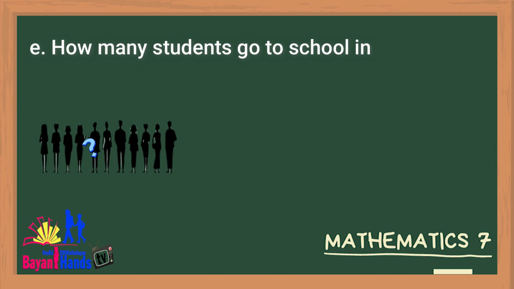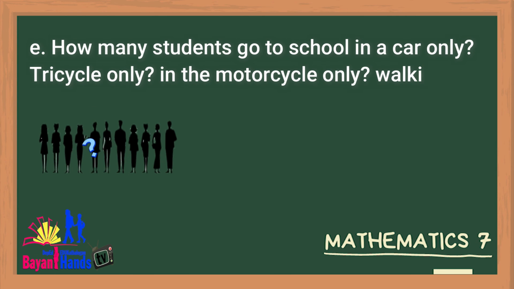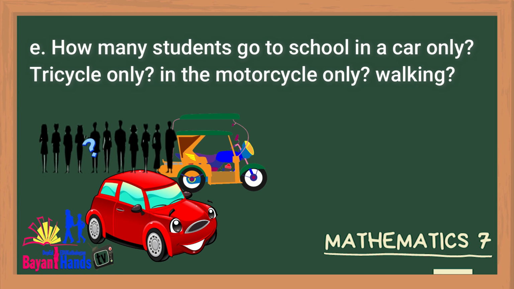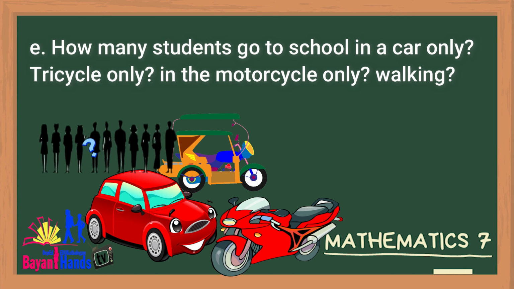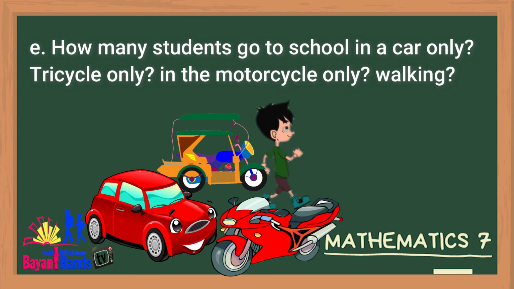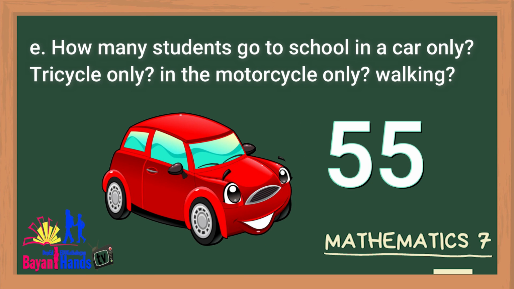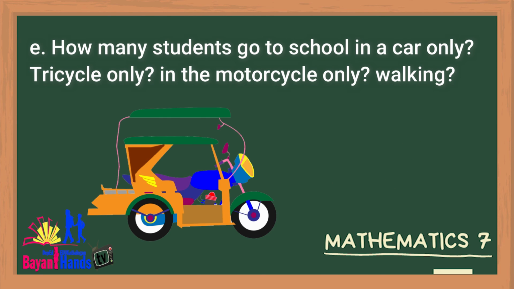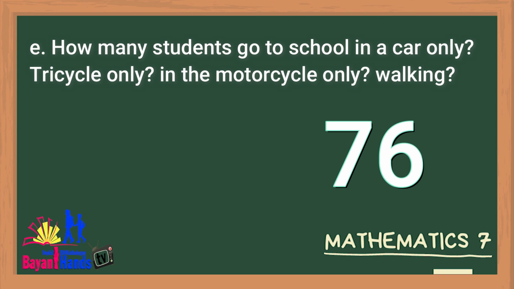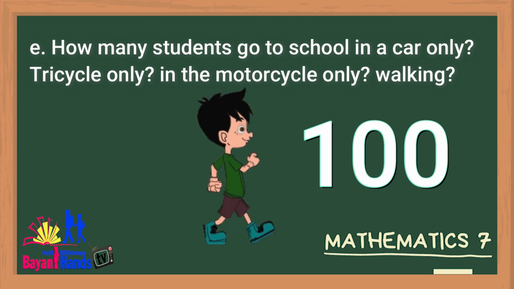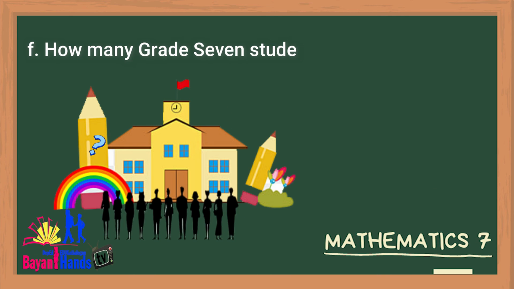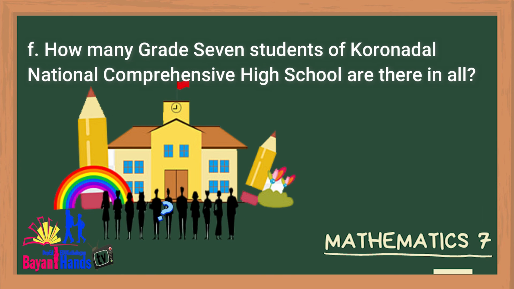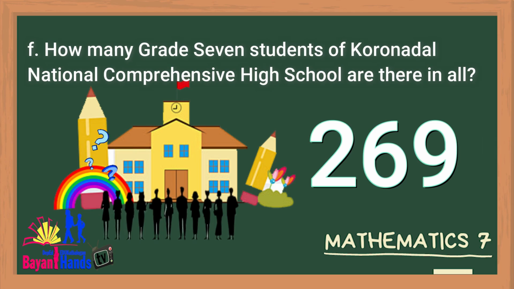Letter E. How many students go to school in a car only, tricycle only, in the motorcycle only, walking? Answer. 55 students ride in a car only, 67 students ride in motorcycle only, 76 students ride in tricycle only, 100 students preferred walking. Letter F. How many grade 7 students of Coronadal National Comprehensive High School are there in all? Answer. There are 269 students.